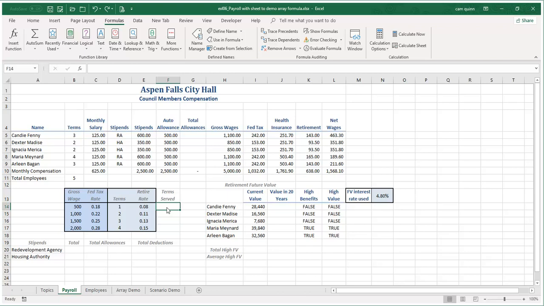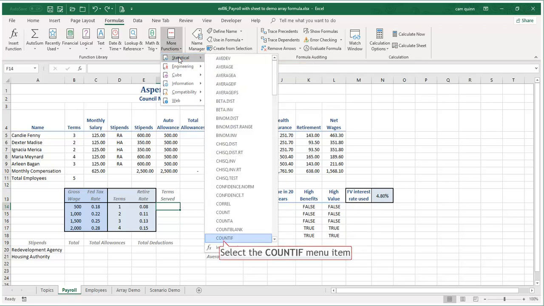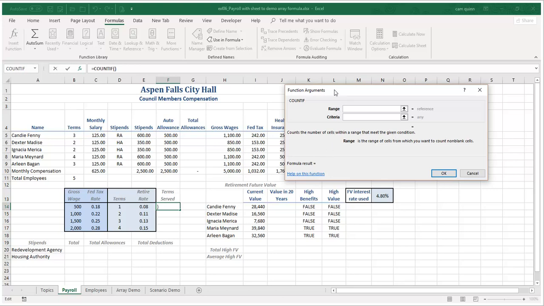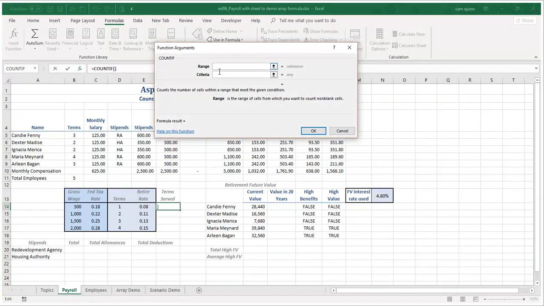So here we're going to work through the COUNTIF function. I'm going to go to Statistical. COUNTIF is here, and here's what COUNTIF does. It says look in a range for a criteria. Let me just turn this off for a second.